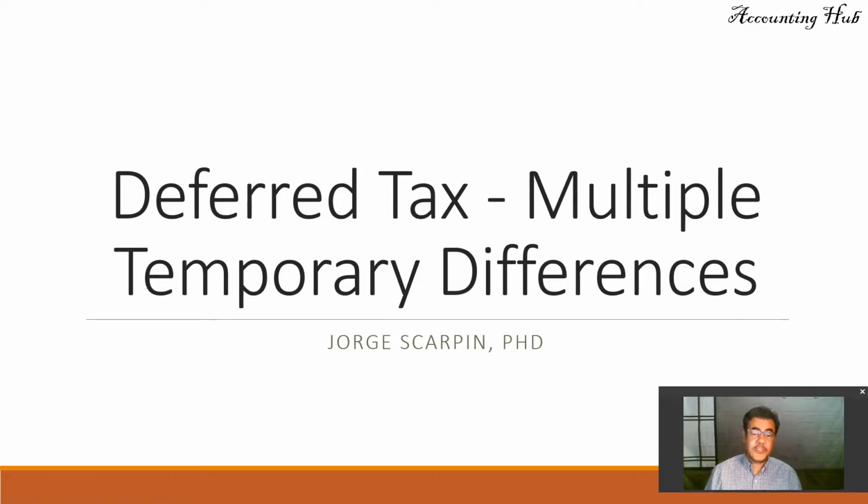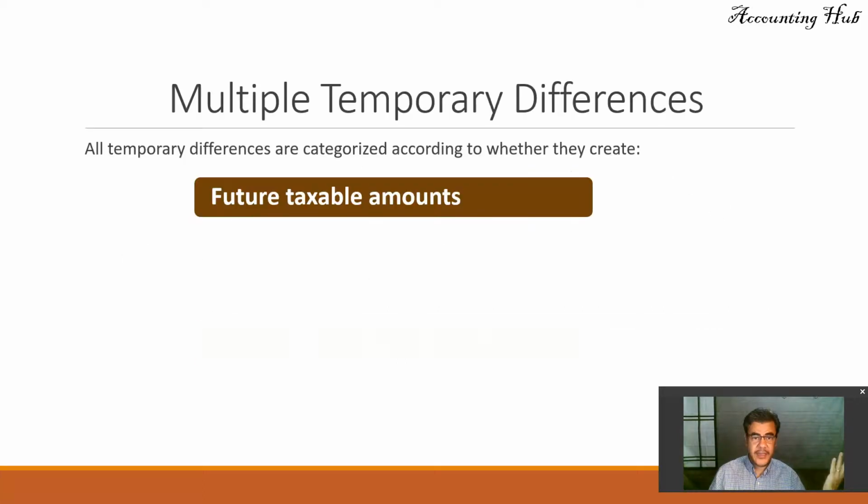I'm Professor George Scarpin, PhD in accounting, and our topic today is deferred tax, multiple temporary difference. Usually, when we see in the textbooks and so on, they work with only one temporary difference. For instance, depreciation or deferred revenue and so on. Today, we will combine both. We will combine one deferred tax liability and one deferred tax asset.